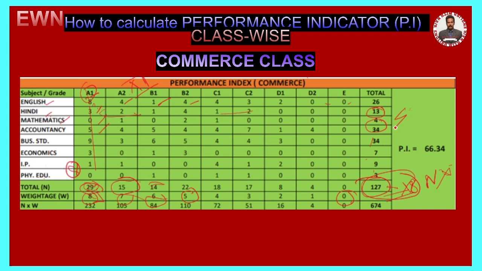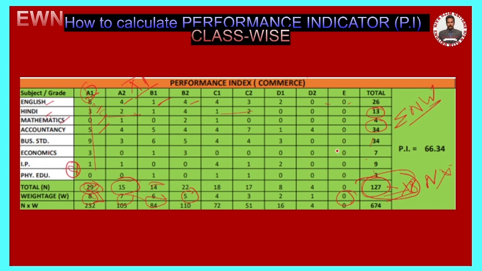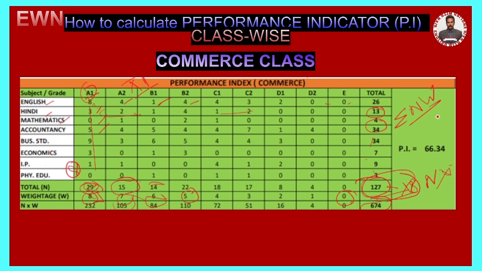So what is the formula? Sigma NW, that is N into W, added. So we are multiplying this N and NW. So 232 is for 105 and so on. Now when we add all this NW, it is 674. So 674 divided by how many? 127, right? This is N, total N, that is across all the subjects. It will be the total number of students across all the subjects. It will not be only 34 or the highest one. So it is 127. 127 into 8 is 1016, right?